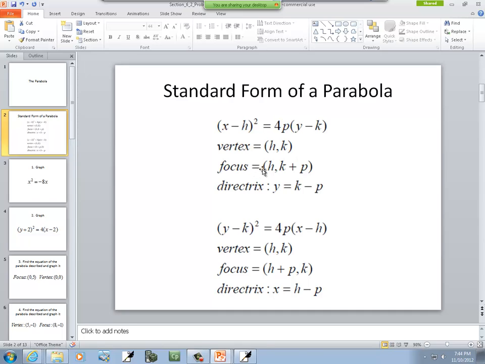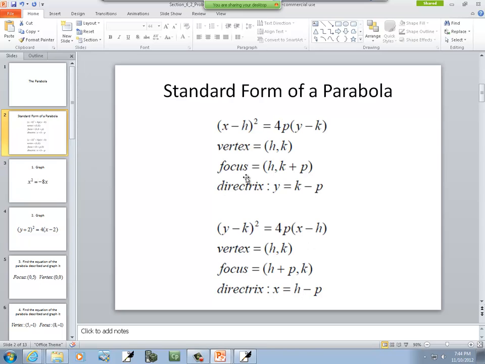Now our top formula, focus is (h, k plus p). And those letters come from your standard form. And your directrix is y equals k minus p. Now on the bottom, of course, we already said the vertex, but focus is (h plus p, k), and directrix is x equals h minus p.